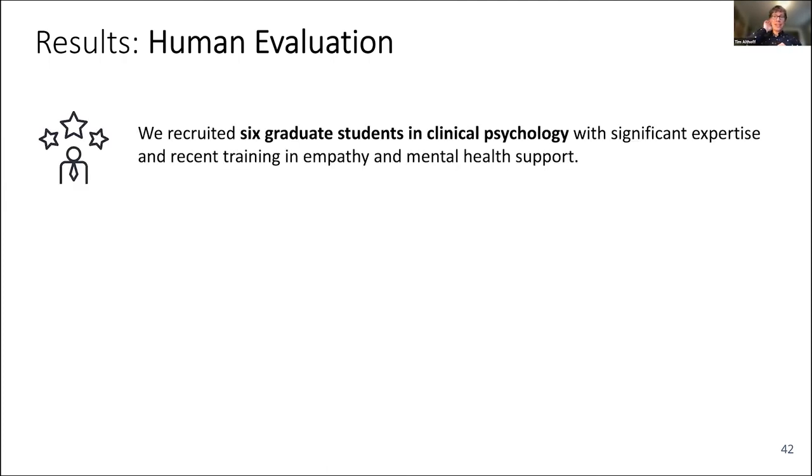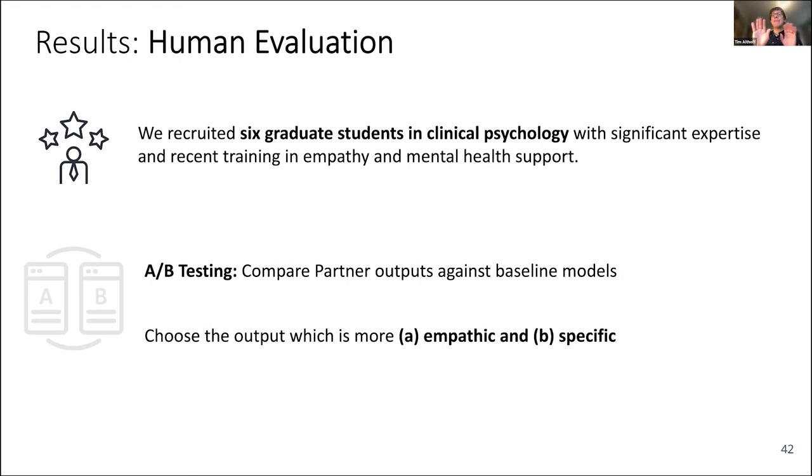And therefore, we had an additional human evaluation where we recruited 6 graduate students in clinical psychology that were basically just trained in mental health support and training. And because we know it declines over time, doing this just after the training was a particularly good opportunity. And then we had this A-B testing where we would show them one output of our system, one of a baseline, and we would ask them, pick the one which is more empathic and which one you think is more specific.